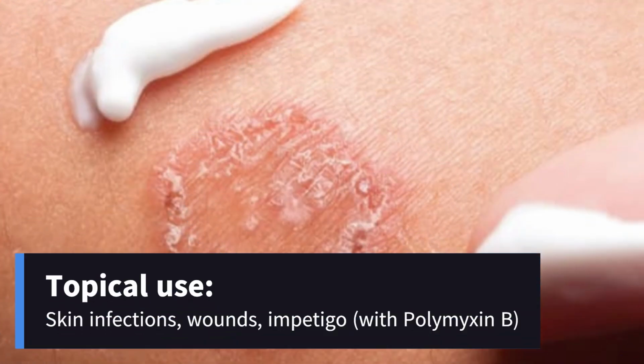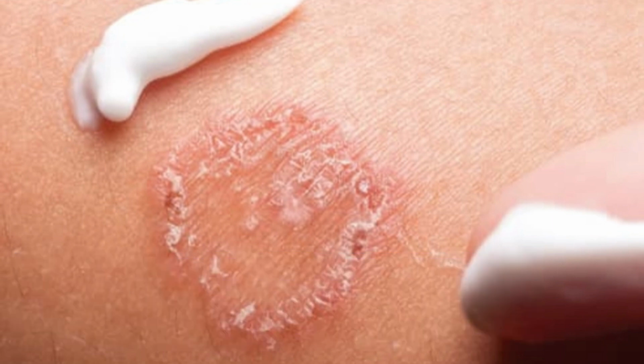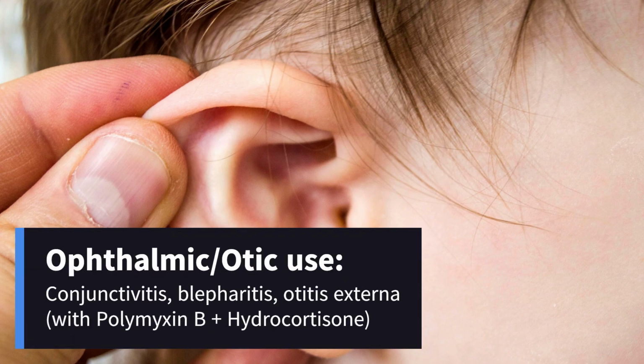In topical formulations, the oxytetracycline and polymyxin B combination ointment is prescribed for treating skin infections, including pyoderma conditions such as impetigo, wounds, especially when risk of bacterial contamination is high. The oxytetracycline, polymyxin B, and hydrocortisone combination ointment is used in managing superficial ocular infections, including allergic conjunctivitis and blepharitis. Ear infections such as otitis externa.